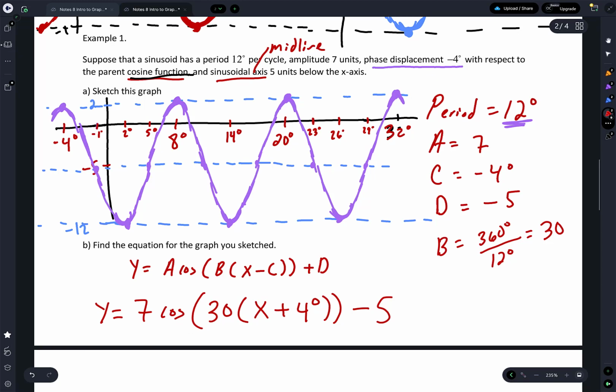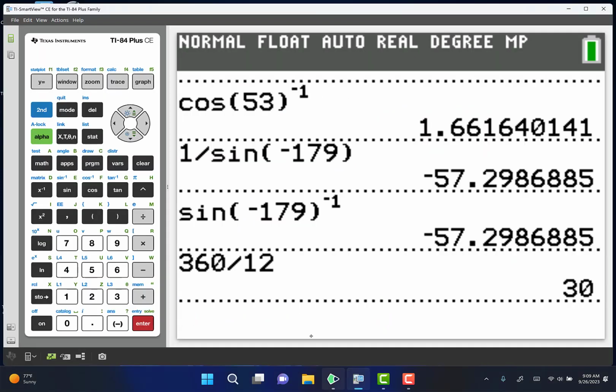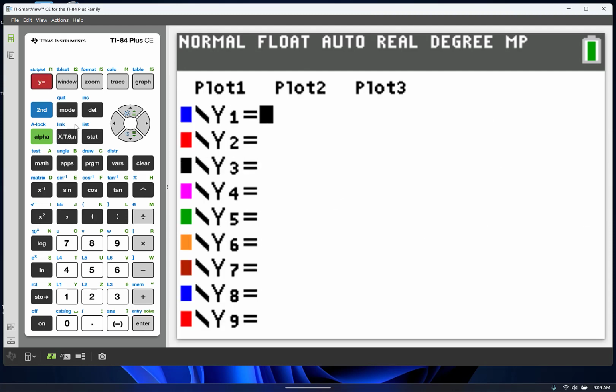Does everyone have a calculator? Go to your calculator. Push y equals. You should not have anything in there. If you do, just clear it. Push that equation that you just got. Can you guys hook me up with it again? I already forgot it. 7.